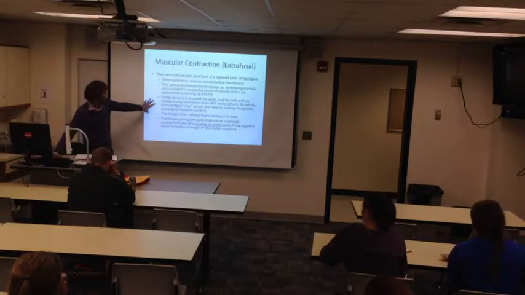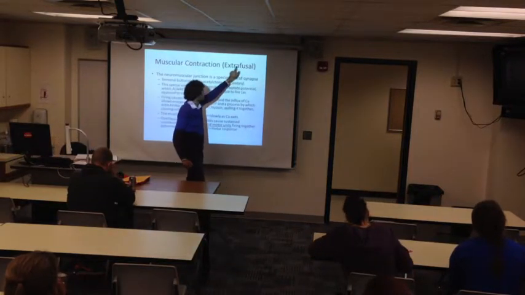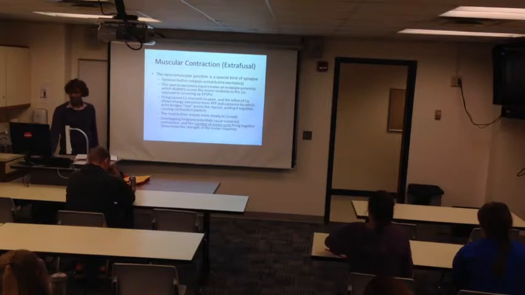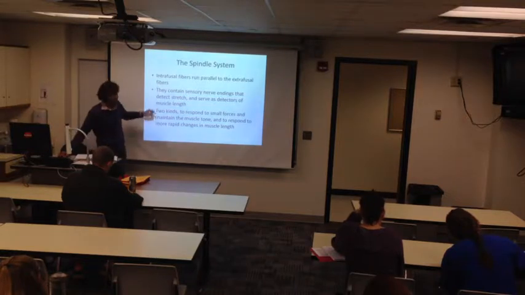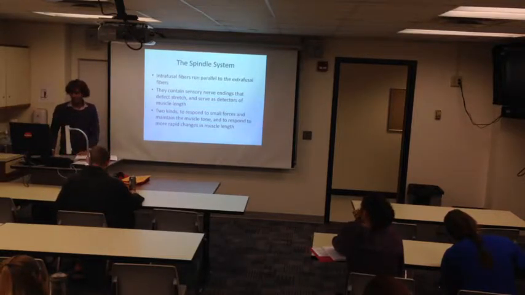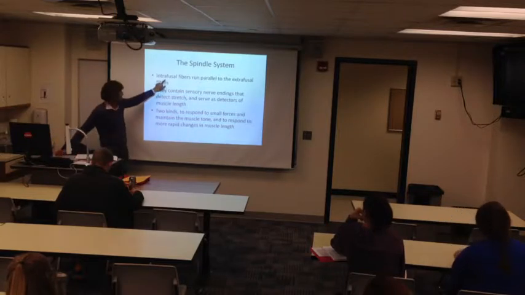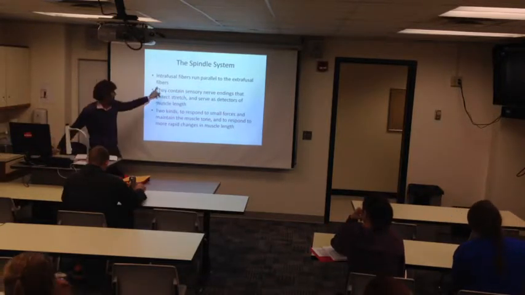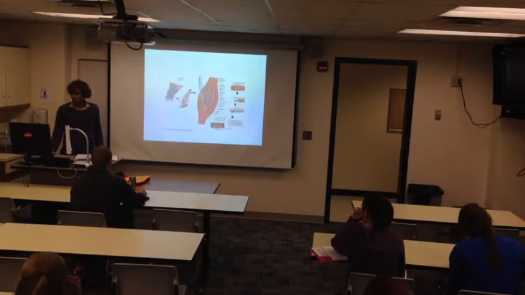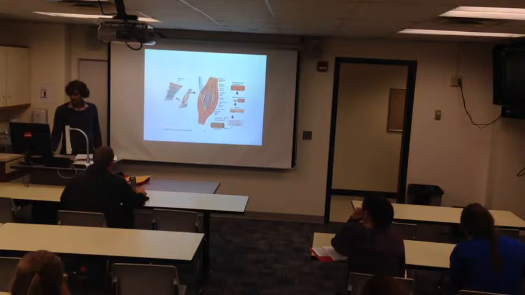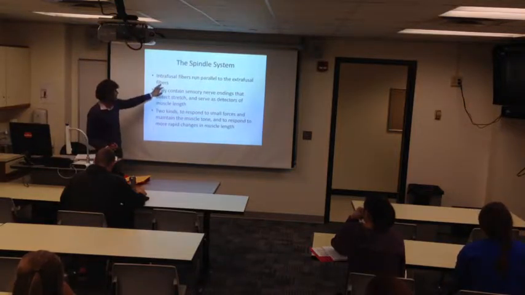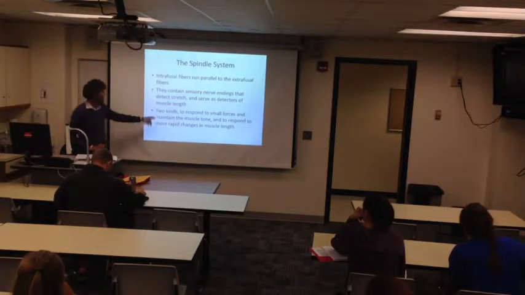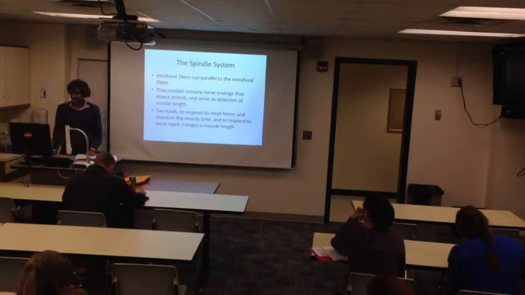So that's the extrafusal system, outside of the spindle. And that's the way that your body uses muscles to actually do work. The spindle system is on the inside. This is kind of the management department. The spindle system and the intrafusal or inside the spindle fibers, they run parallel to the extrafusal fibers. Again, you can see that here in this picture, right? Along this muscle, the intrafusal fibers run along the muscle, the extrafusal fibers run along the muscle. They're all running along the muscle. So they're parallel. They contain sensory nerve endings that detect stretch and serve as detectors of muscle length.